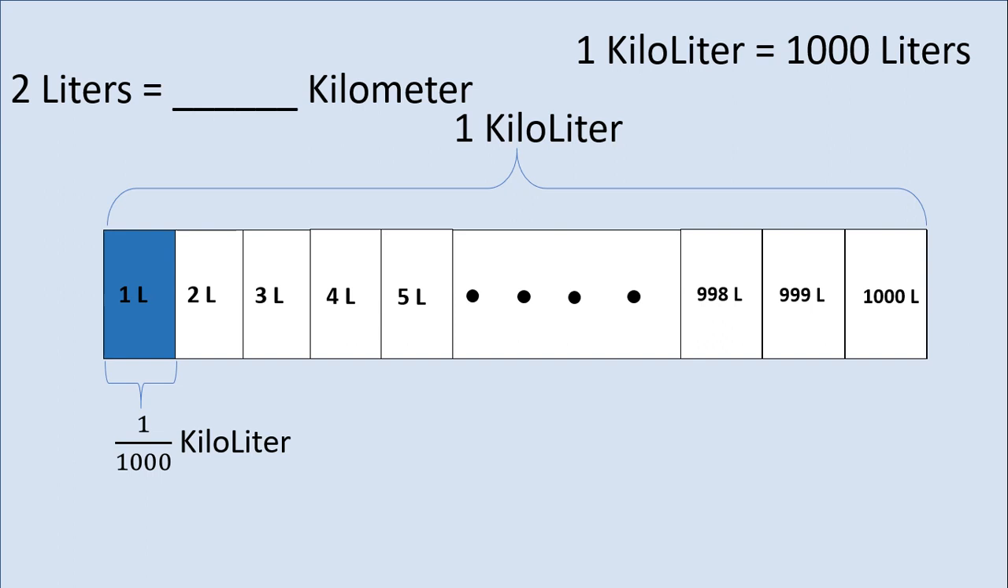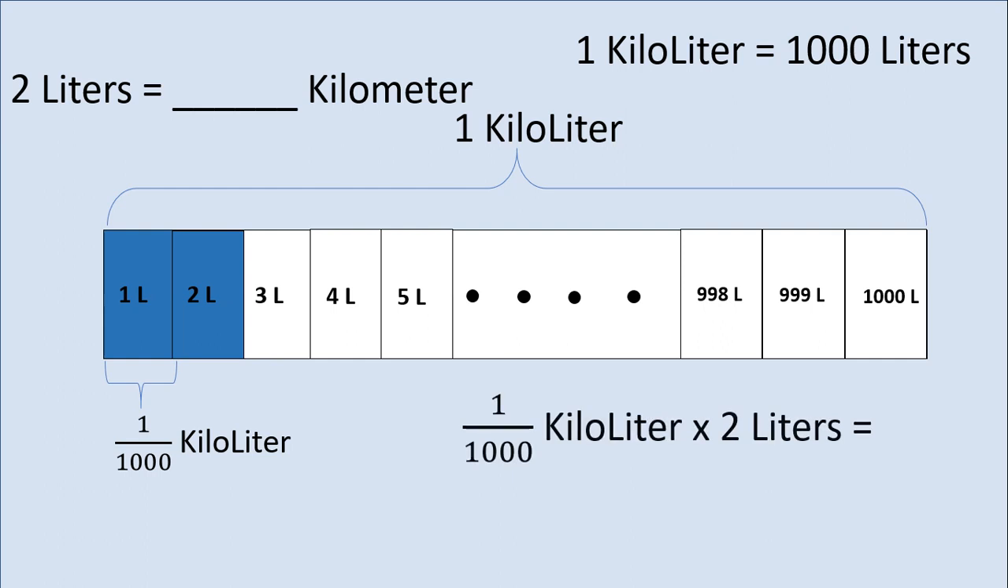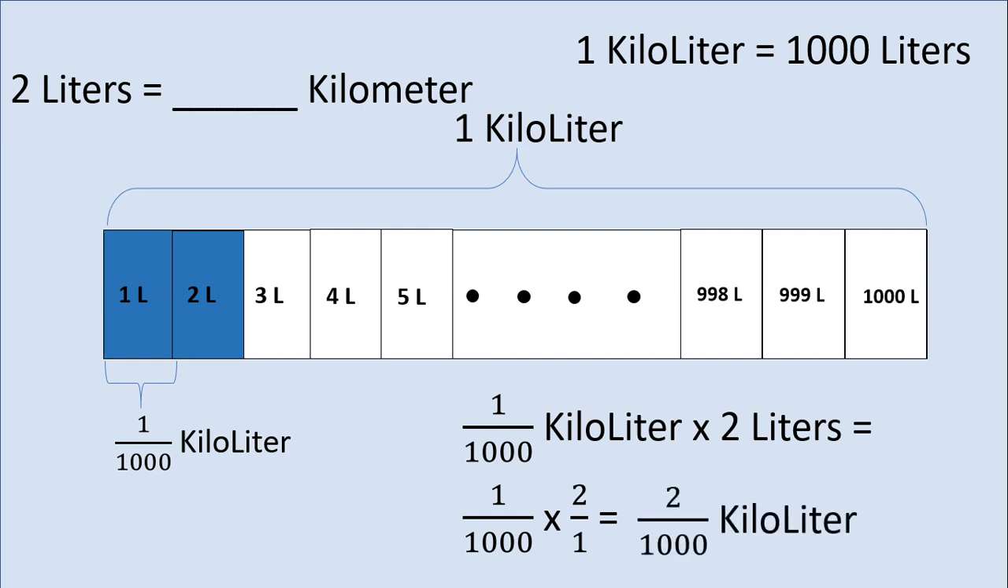But we don't want to know for 1 liter, we want to know for 2 liters. So here we have 1/1000th, 2/1000th kiloliters, or we can multiply 1/1000th kiloliters times 2 liters. That is 1/1000th times 2 over 1. 1 times 2 is 2, and 1,000 times 1 is 1,000. So 2 liters is equal to 2/1000th kiloliters.